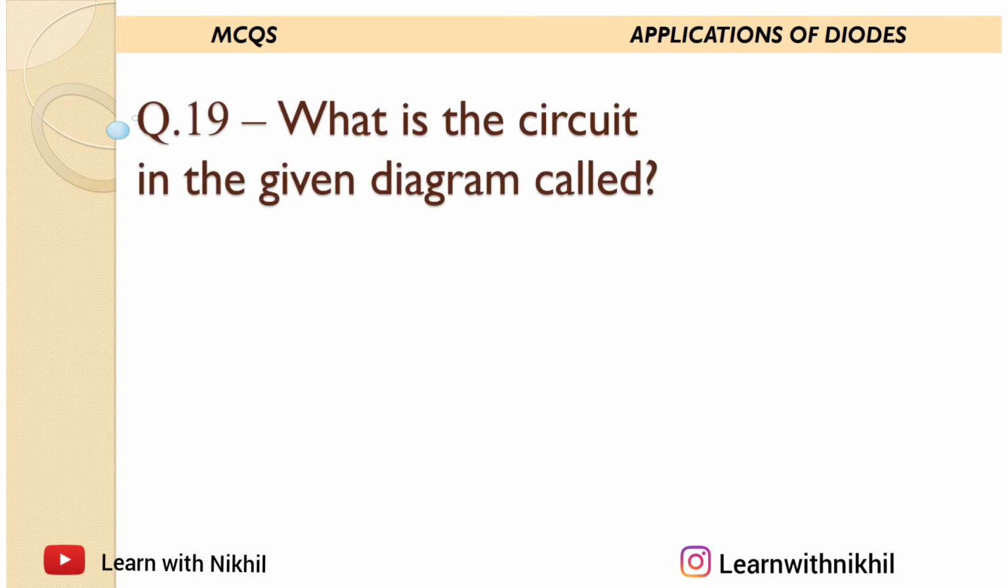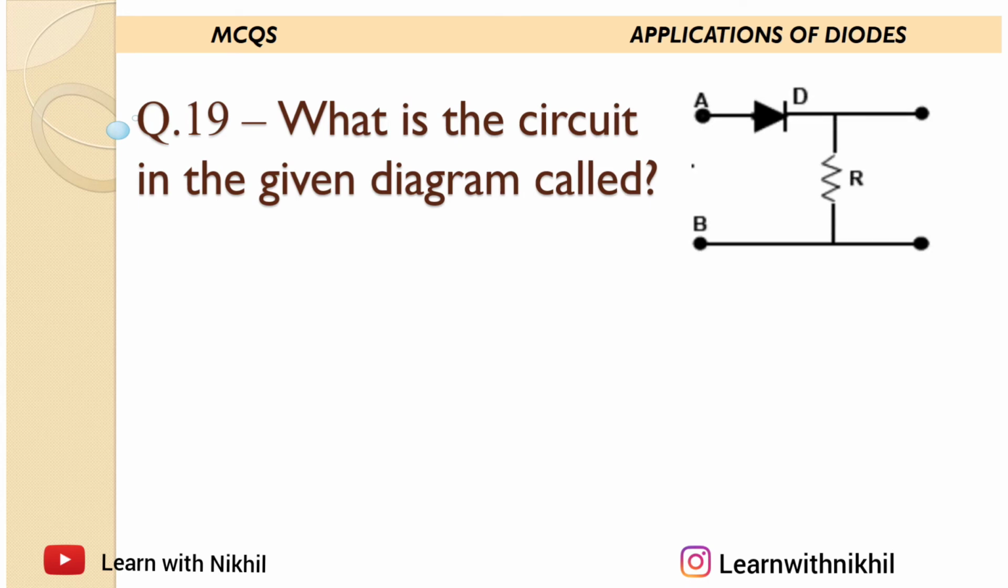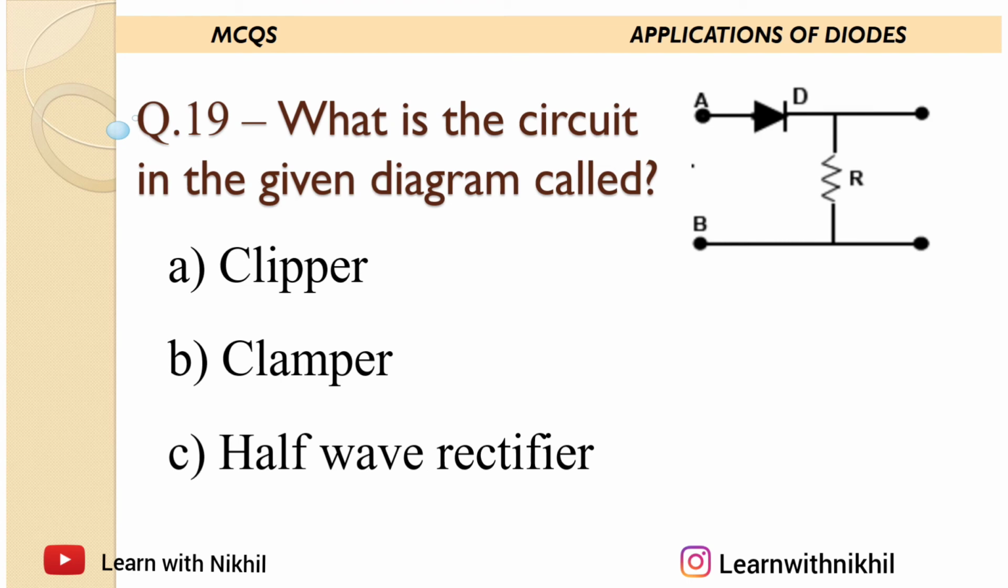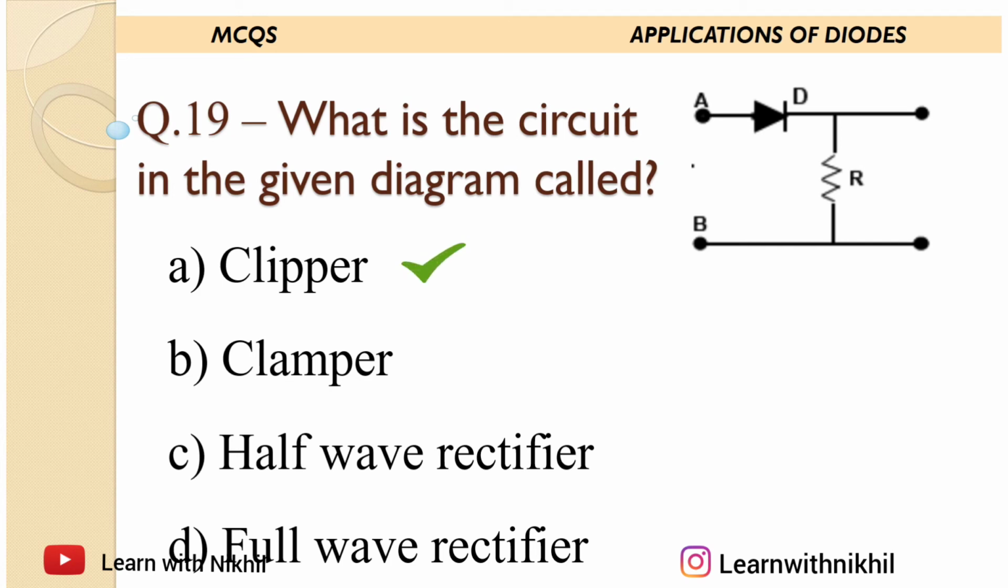Next question. What is the circuit in the given diagram called? So we have been given the image of a circuit. Is it a clipper circuit? Is it a clamper circuit? Is it a half wave rectifier? Or is it a full wave rectifier? Just look at the circuit and think. Yes, it is a clipper circuit. And to be specific, it is a negative clipper.